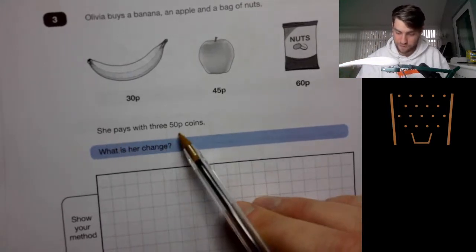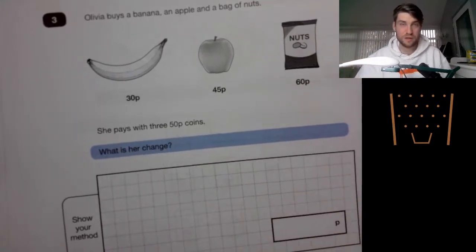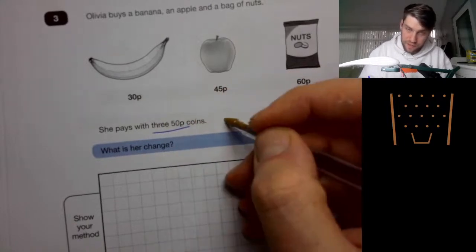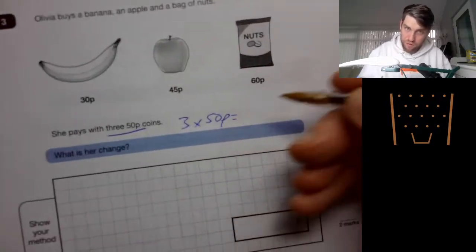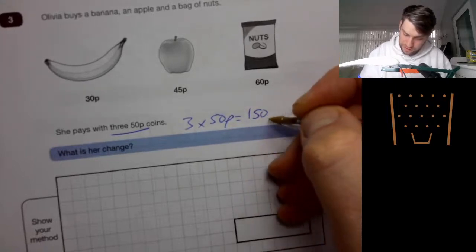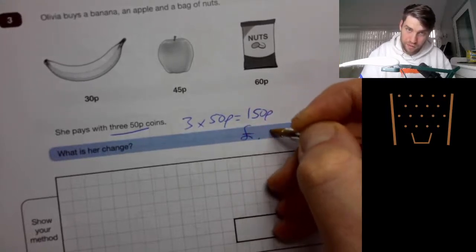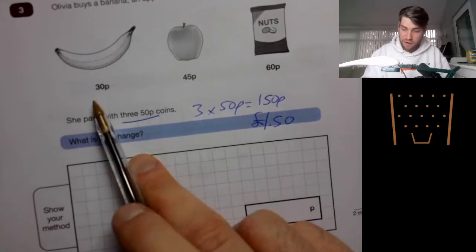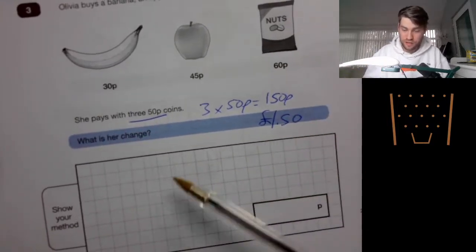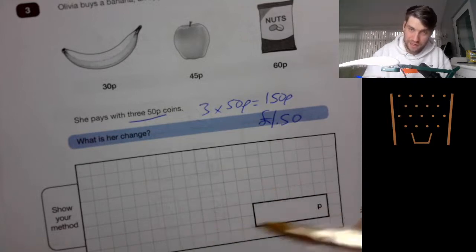She pays with 3 50p coins. What is her change? So we know 3 50p's, 3 times 50p, that equals 150 pence or £1.50. So that is what Olivia has. Now, total of all these. Look at this, it gives you these boxes here so you can add it all up.